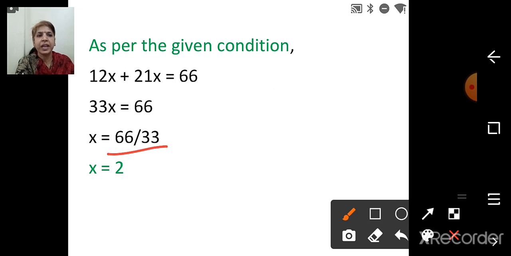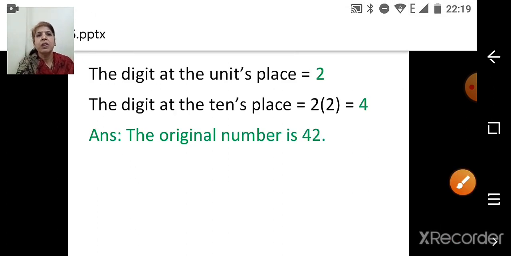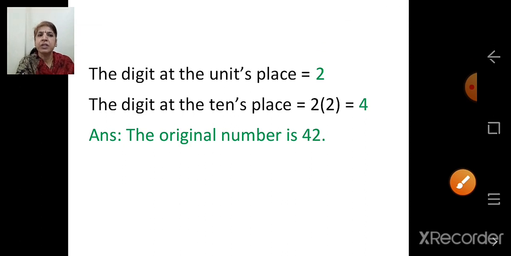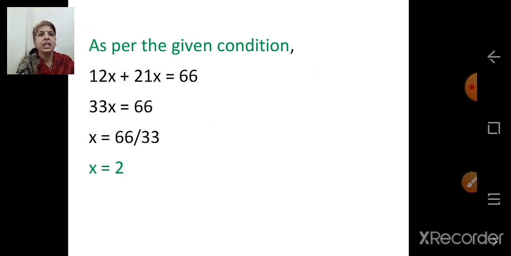You know why we divide? Because it is 33x, the sign involved is multiplication. So on the other side of the equality it will go and become divide. These steps you all know, children. So 66 divided by 33. Answer is 2. x is 2. And x we have taken as the digit at the units place. So the digit at the units place is 2.